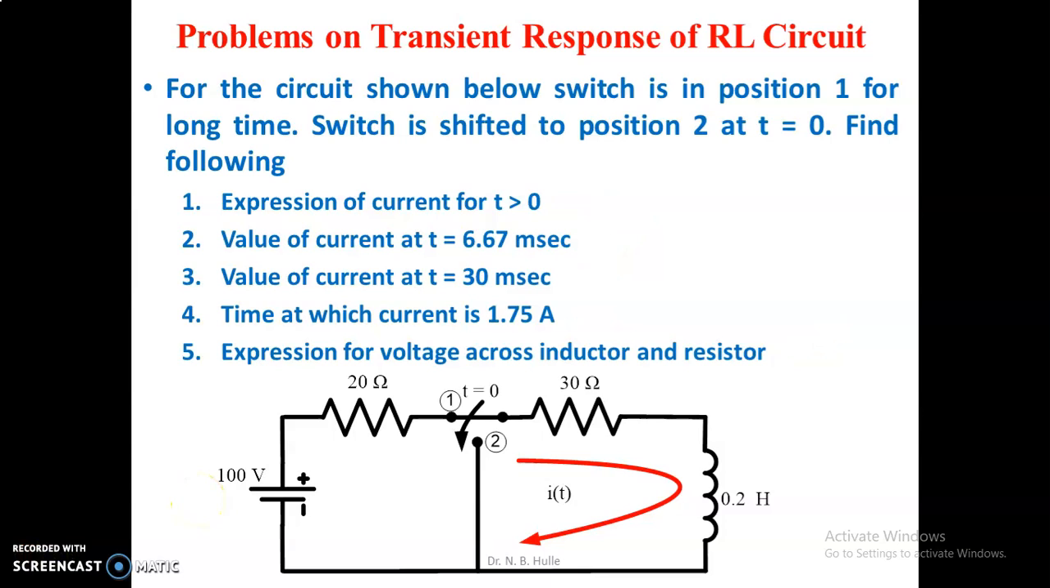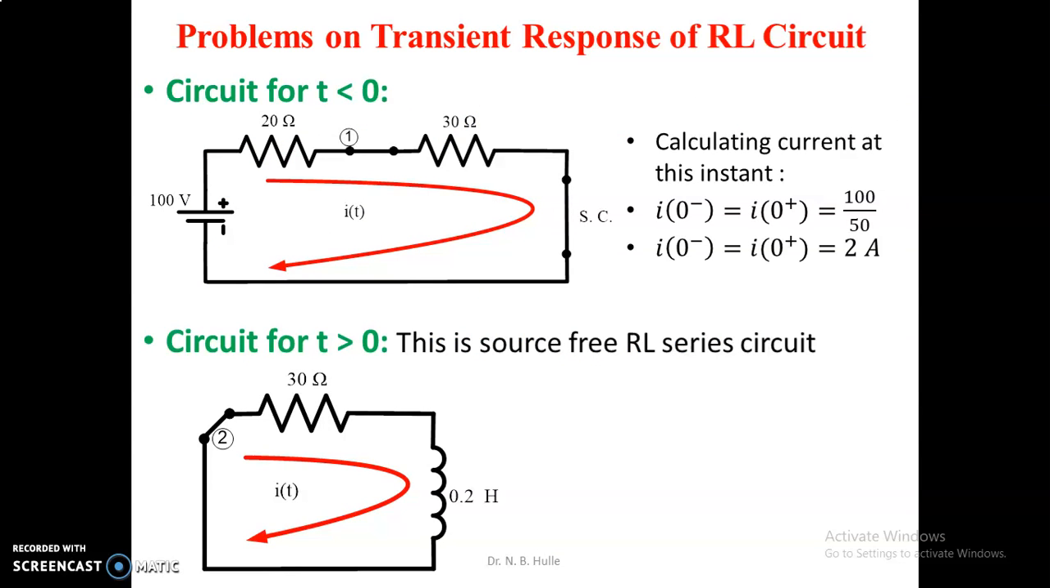The approach will be the same. First, we will analyze the circuit in two parts, that is, the circuit before switching and the circuit after switching. The first part in this particular case is the circuit before switching, that is, t less than 0. In that case, the switch was in position 1, which means this is the circuit.